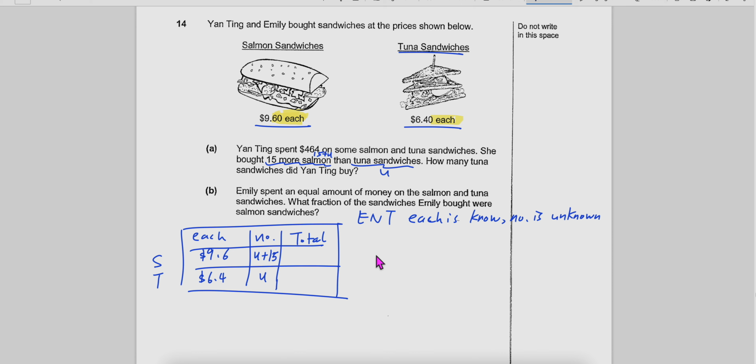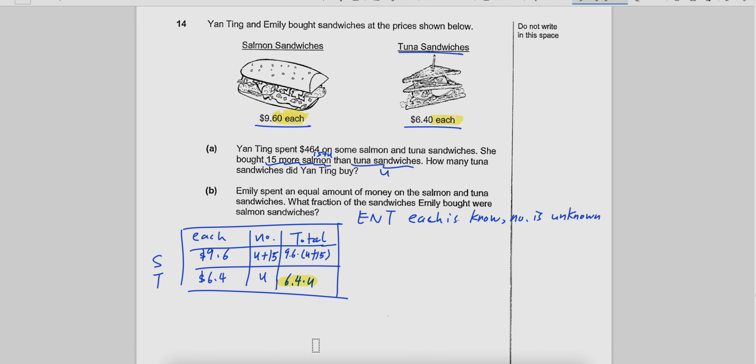Alright? So now, how do you get the total? Like I say, I cannot emphasize this enough. How do you get the total? You don't just use your calculator. No. Show how you get the total. You should take 9.6 times the U plus 15, right? Then how do you get the total for the tuna? 6.4 times the U, right?